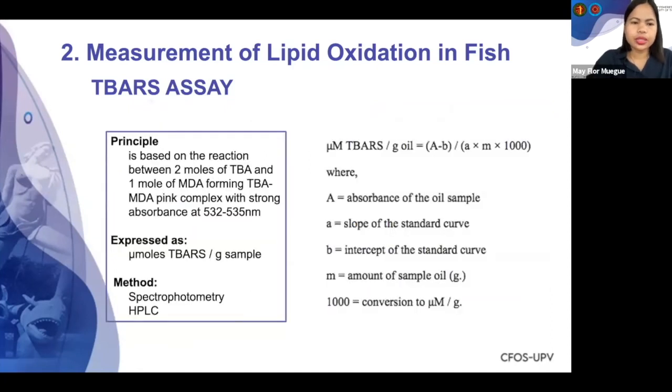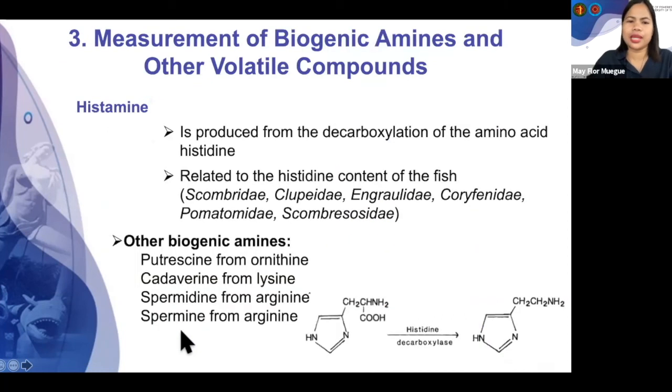So the principle is based on the reaction between 2 moles of TBA and 1 mole of MDA or malonaldehyde, forming the TBA-MDA pink complex. So ang method mo dito that you can use is actually spectrophotometry and HPLC. So yun, pinag-usapan na natin yun kanina. And now, let's go to histamine.